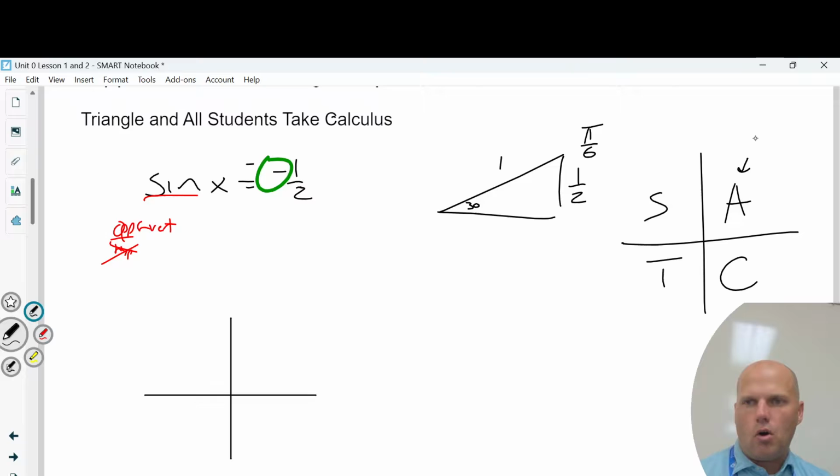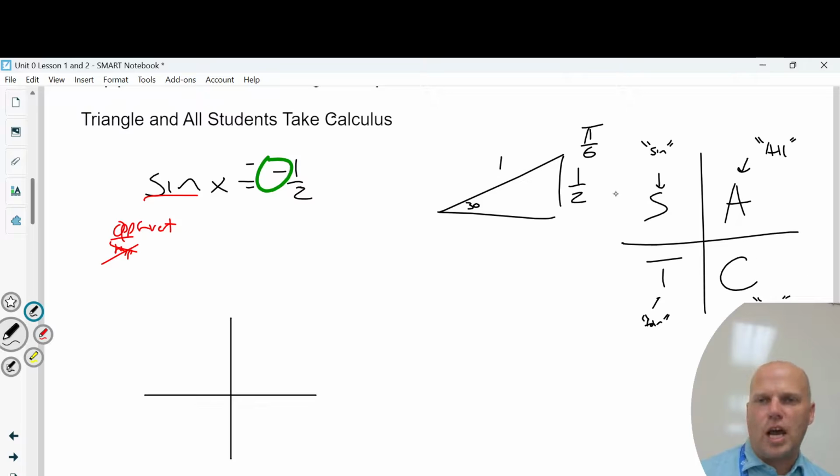Here, all of your trig functions are positive in the first quadrant. Here, only sine and cosecant are positive. Here, tangent is positive in the third quadrant, and then cosine. And you should understand why only sine is positive in the second quadrant. We're going up in that second quadrant, but we're going left in that second quadrant.